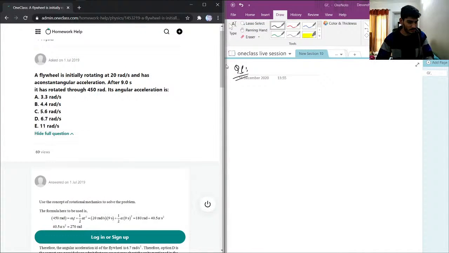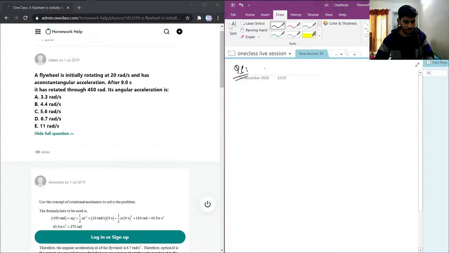This is question number one. It states that a flywheel is initially rotating at 20 radians per second and has a constant angular acceleration. In 9 seconds it has rotated through 450 radians. Its angular acceleration is, then we have multiple choices.